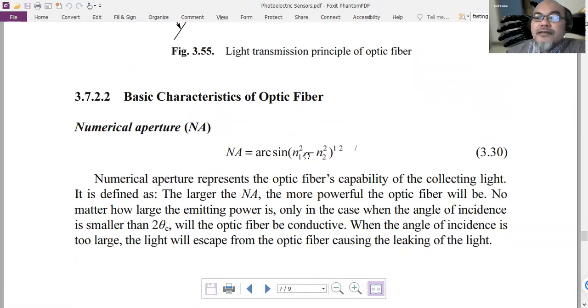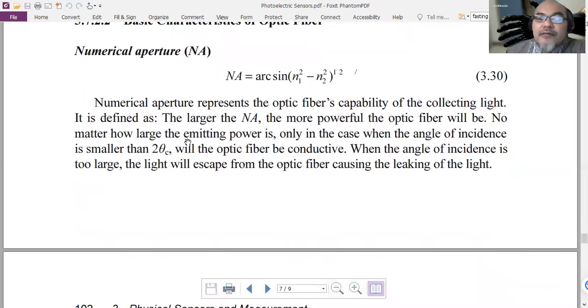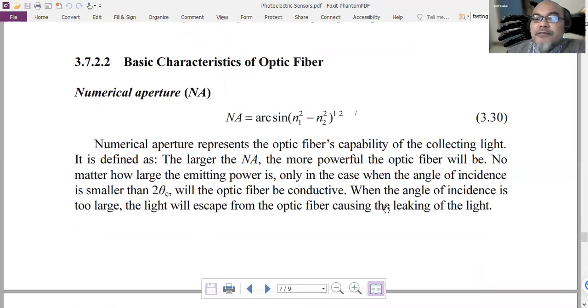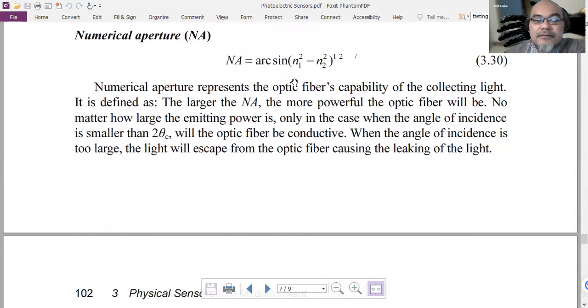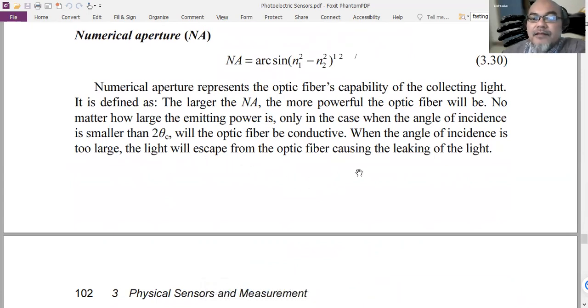Because it means there is a huge difference between N1 and N2. No matter how large the emitting power is, only in the case when the angle of incident is smaller than 2 theta c will the optical fiber be conductive. That light can go through, can be propagated through that optical fiber. When the angle of incident is too large, the light will escape. It will cause leakage of light.